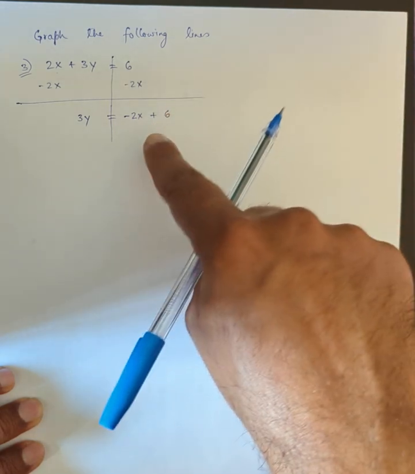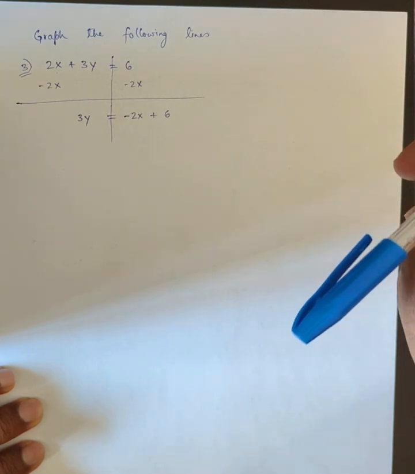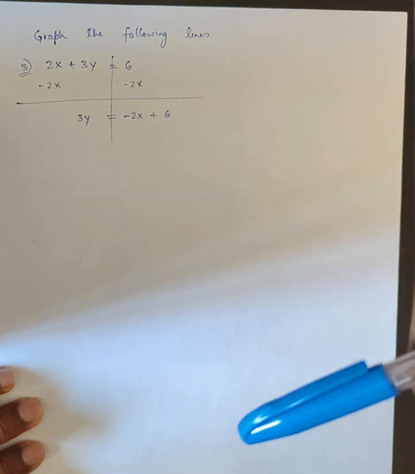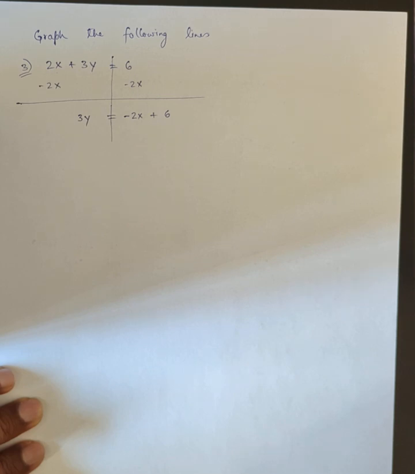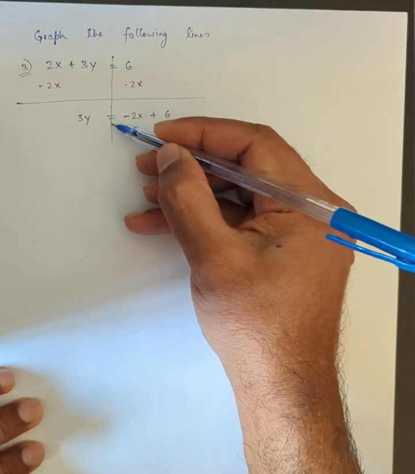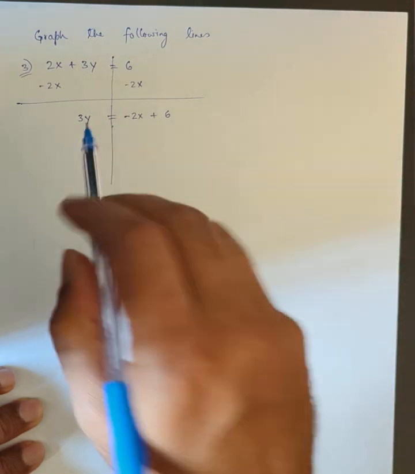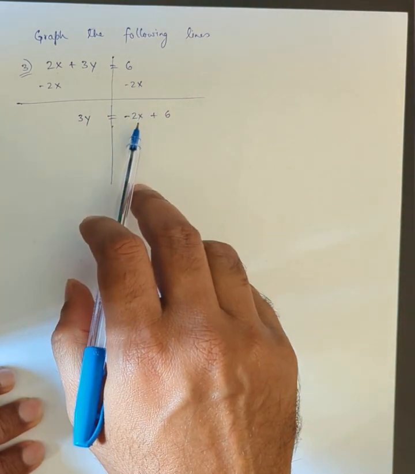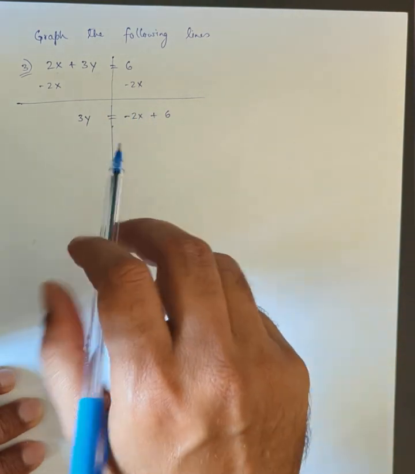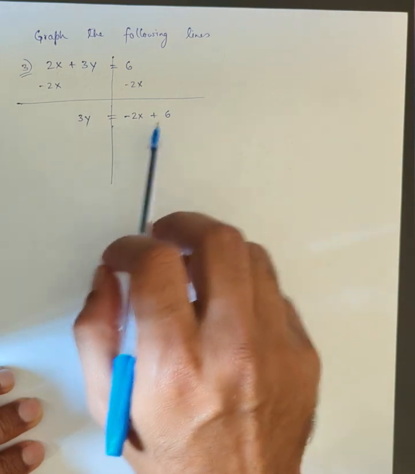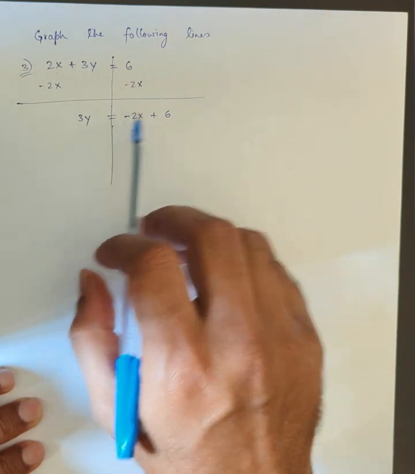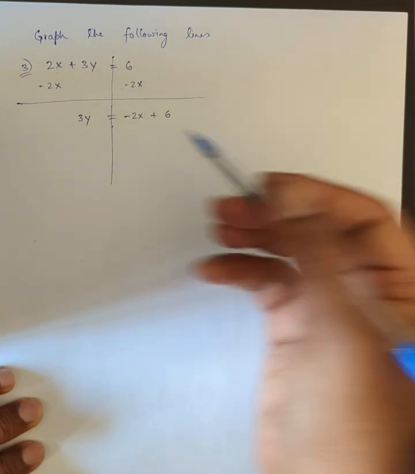If you wrote 6 minus 2x, you're not wrong. But there's a danger that in the next step, you might incorrectly conclude the slope and the y-intercept. So for now, just remember to write the x variable first and then the constant, because I want this equation to look like y equals mx plus b eventually.